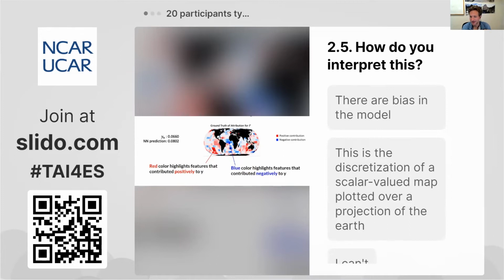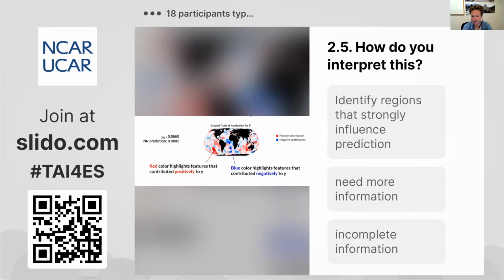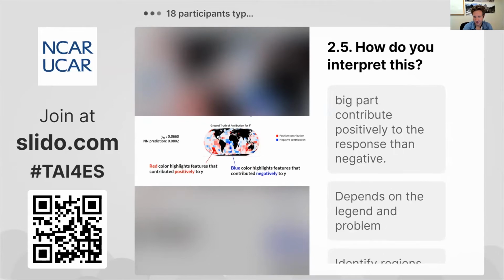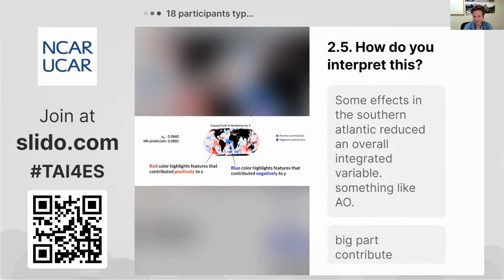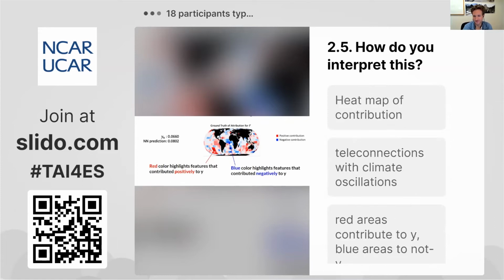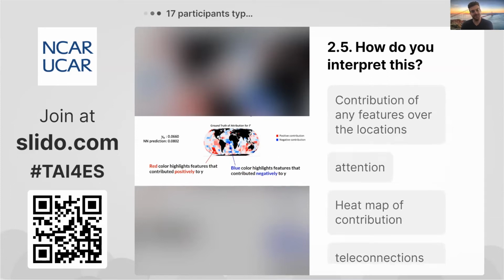There are biases in the model. We will find out. Need more information? Okay, good. Depends on the legend and the problem. Contributing positively and negatively. Yeah, many people get it right. Many people, yeah, very good.